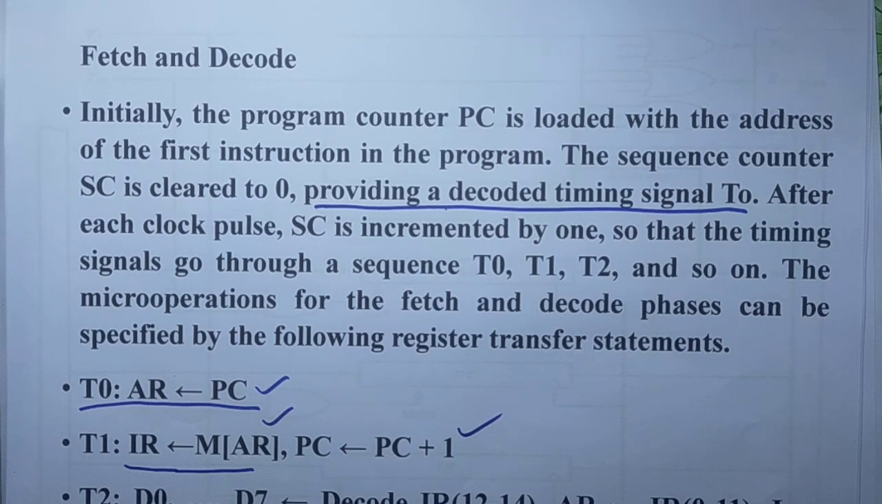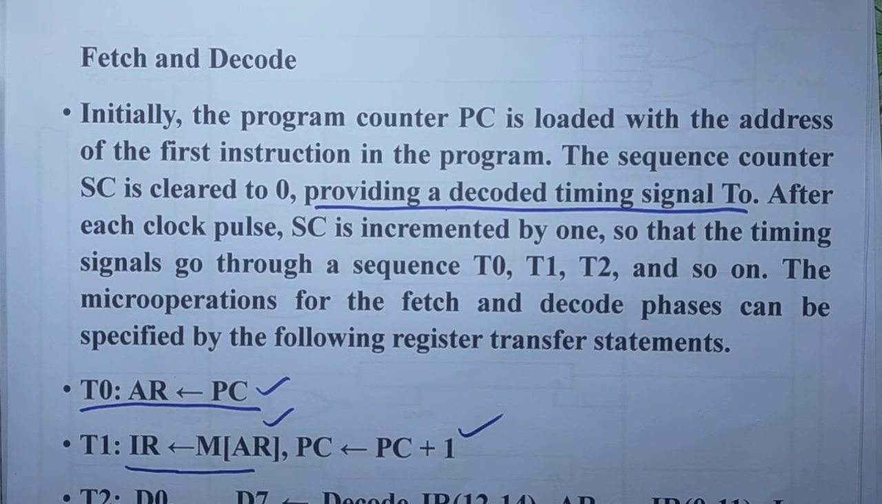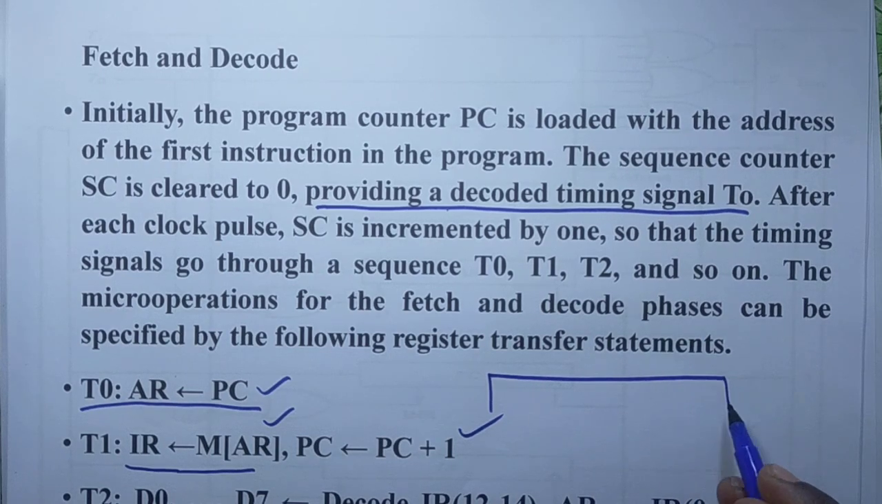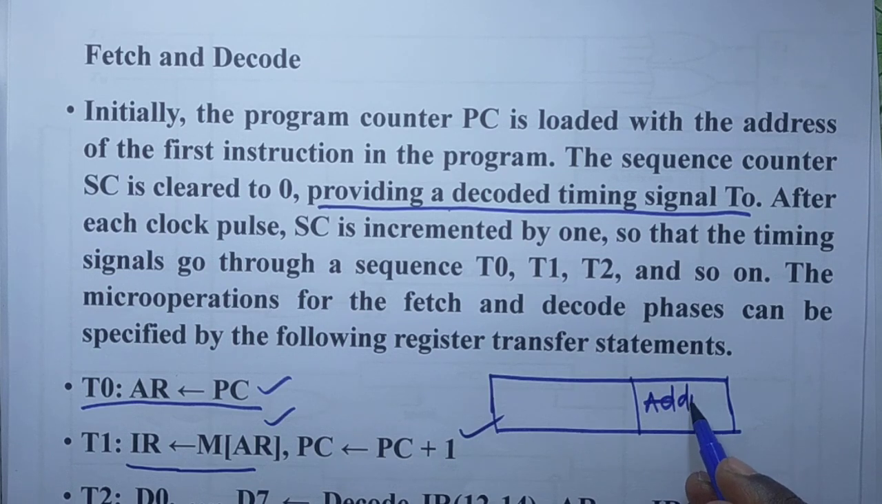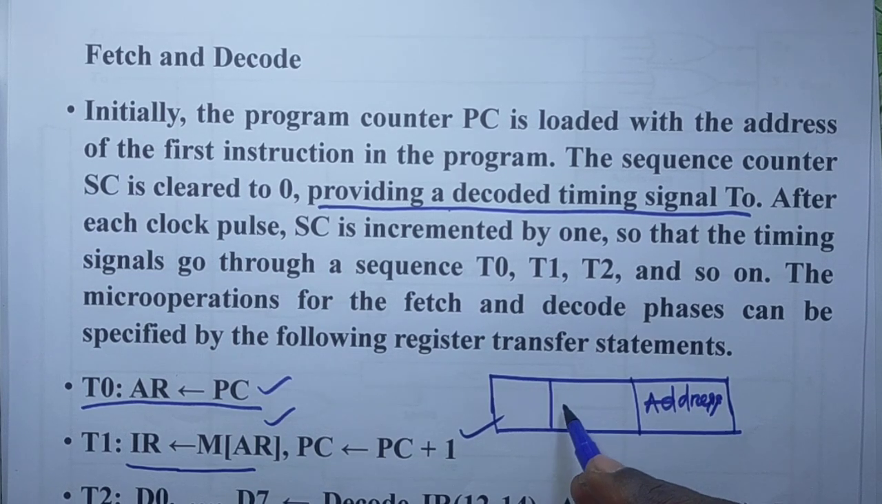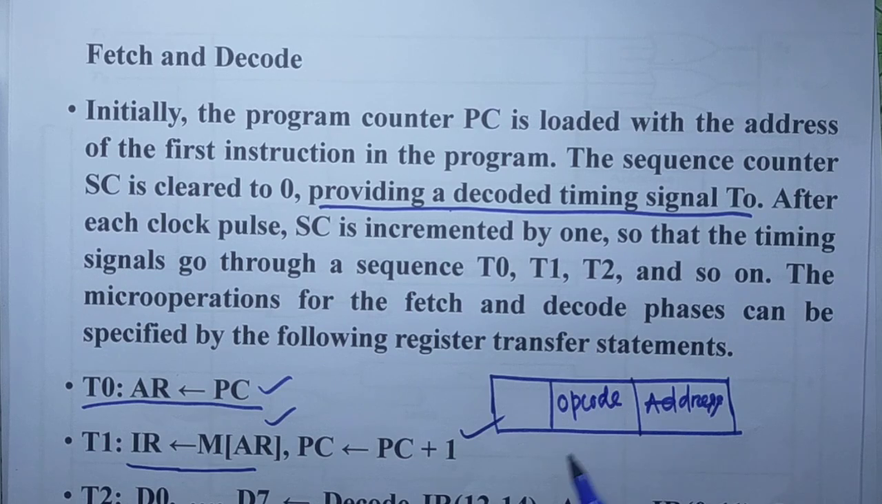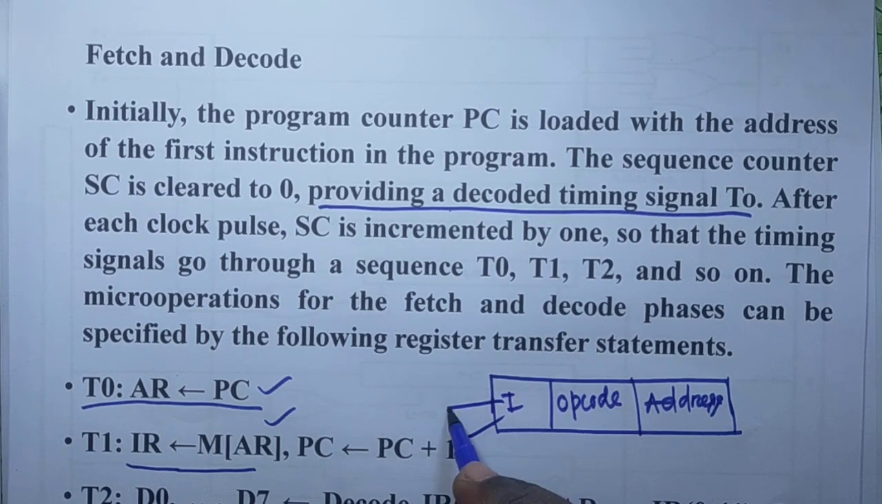After getting the instruction in the instruction register, we decode it, that is, we use decoding of that instruction, and each instruction has a number of parts. We have already discussed this, but I will go over it again. One part is the address part. This is the opcode part. And this is the I part, which we can call the mode bit I.